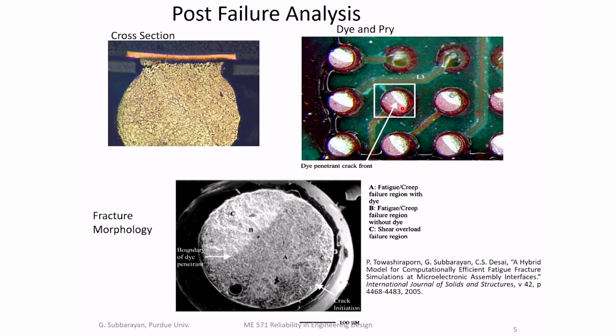And here what you're seeing is a snapshot midway through the cycling process. Cycling was stopped, dye was injected, and then the cycling was continued. Eventually the crack went through the entire solder joint. But you can mark the location up to which the crack had grown when we stopped to inject the dye. Then further, you can look under a scanning electron microscope to understand the surface morphology. This level of detailed physics is beyond the scope of this class.